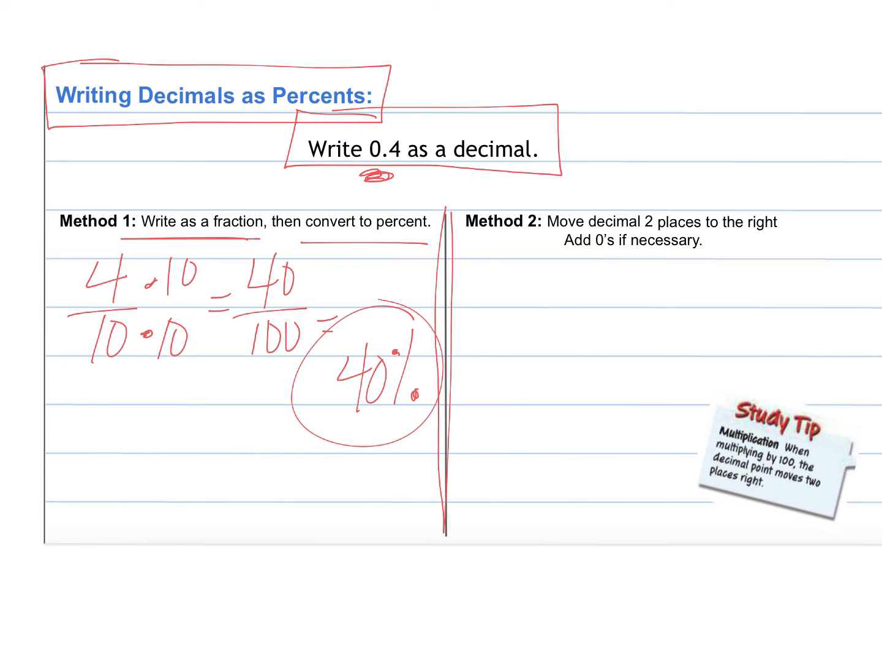Or we can do the opposite. We can move the decimal place 2 places to the right. So if I have 0.4, I go 1, 2. But I have to make sure that I move over 2 and add a 0 here. So that's going to be 40, because my new decimal is here. 40.0, which is just 40.